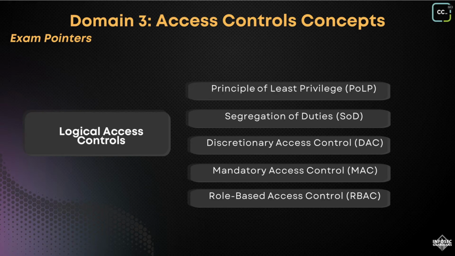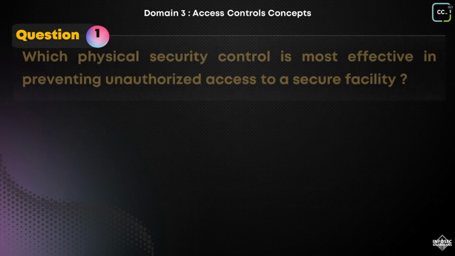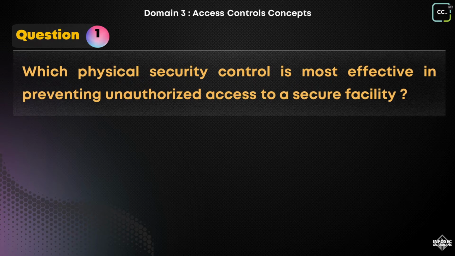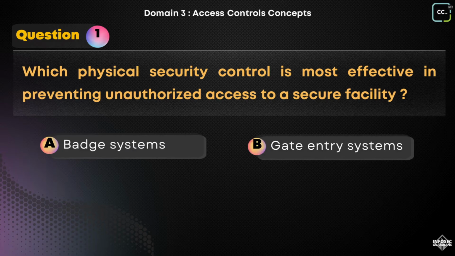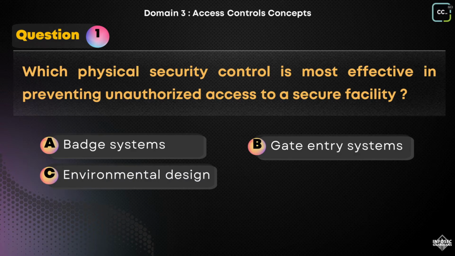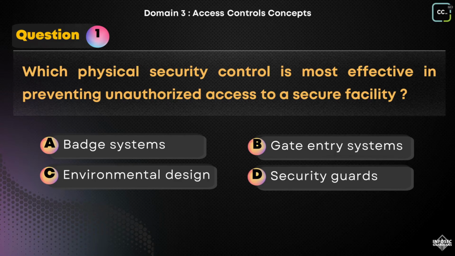Now, let us move on to our practice questions. Which physical security control is most effective in preventing unauthorized access to a secure facility? The options are: Option A, badge systems. Option B, gate entry systems. Option C, environmental design. Option D, security guards.